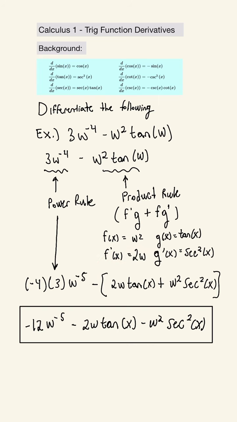The next step is to not forget to apply this negative sign to the two different terms. And so we'll have negative 12w to the negative 5 from our first term, and then we'll get minus 2w tangent x minus w squared secant squared x for our second term. And this is the solution to our example problem.